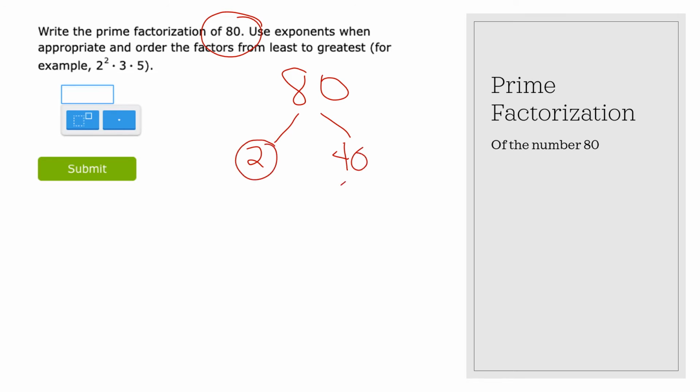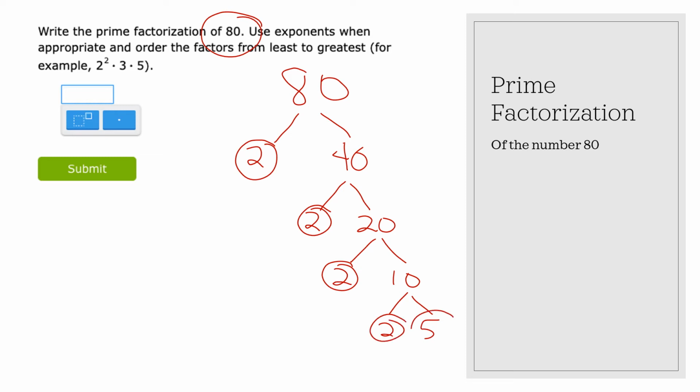2 is prime. So 40, what can I multiply to get 40? I can do 2 times 20. 2 is prime, so I can circle that. Keep on going. 20 I can do 2 times 10. I have a 2 there, and 10 I can keep on going, and 2 and 5. Whoa, I have a lot of 2's.